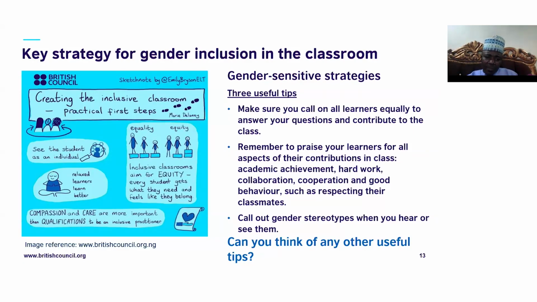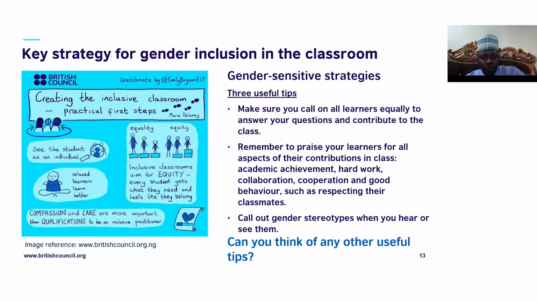Even as you are giving me these tips in the chat box, let me use this particular sketch to give you a typical example, especially where there are like six boys. You can see there are three by the left hand side, there are three by the right hand side. The ones by the left hand side is tagged equality, and the ones by the right hand side is tagged equity.